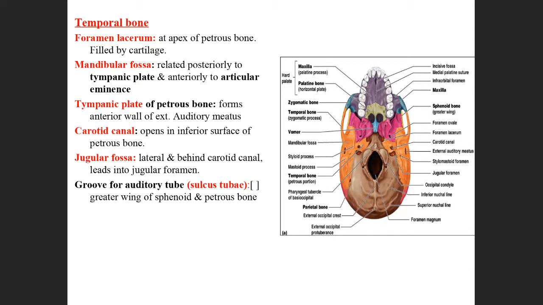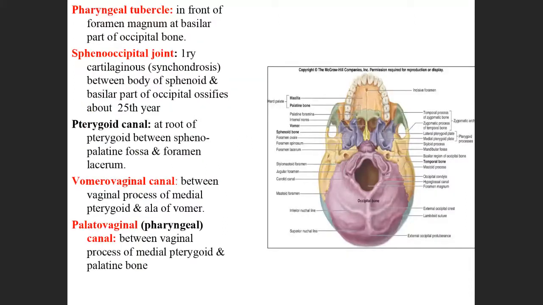Okay, the carotid canal opens in the inferior surface of the petrous bone, whereas the jugular fossa is behind it. It is present behind the carotid canal, and then the groove for the auditory tube. What is the auditory tube? Here you are seeing the external auditory opening present.